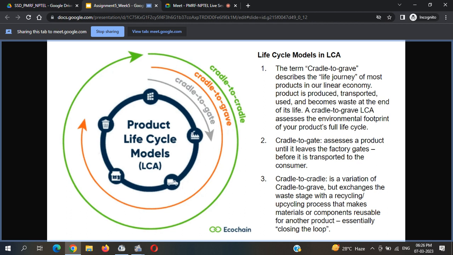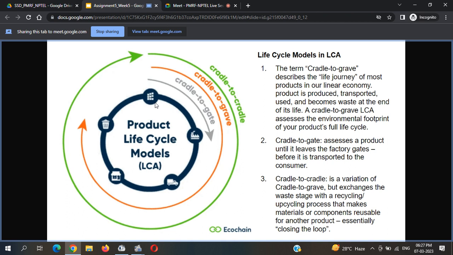So it describes the journey of the product, the whole life cycle journey of the product. So from cradle, from where the material has been extracted, to then the manufacturing, then distribution or transport of the material, to then being used by the end user or distributed through retail, and then the grave, that is either waste processing or recycling. So that is what is meant by cradle to grave.